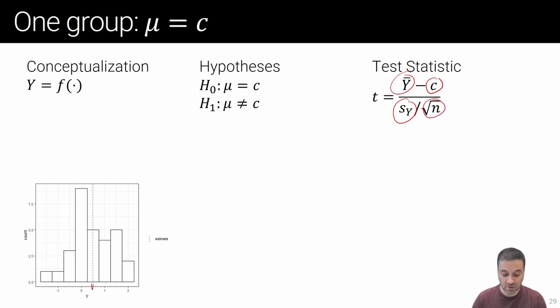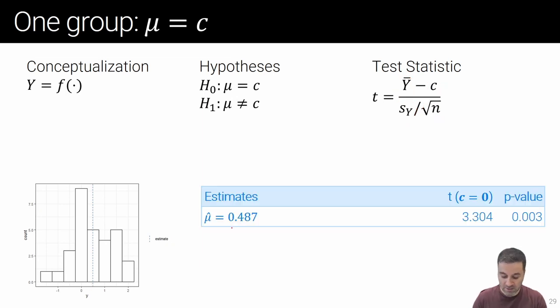Fair enough. So what do we have in this case? Well, the estimate in our case, in our sample data, is about 0.5. And here we had a t-test. We were checking for c equals 0 in this case. This is the test score and the corresponding p-value of 0.003.